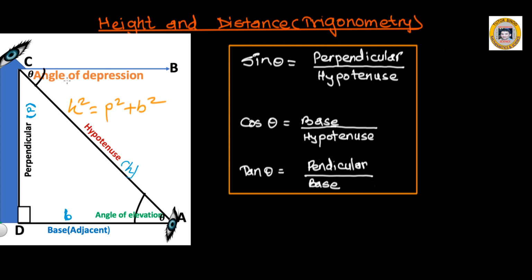Technically, angle of depression and angle of elevation are equal because they are alternate angles, and alternate angles are equal, so angle of depression and angle of elevation are always equal. Now let us see few examples related to height and distance.